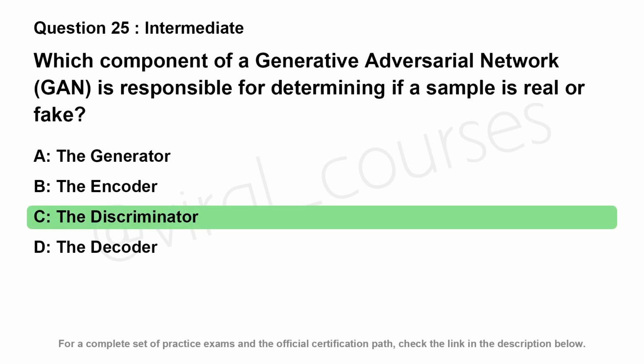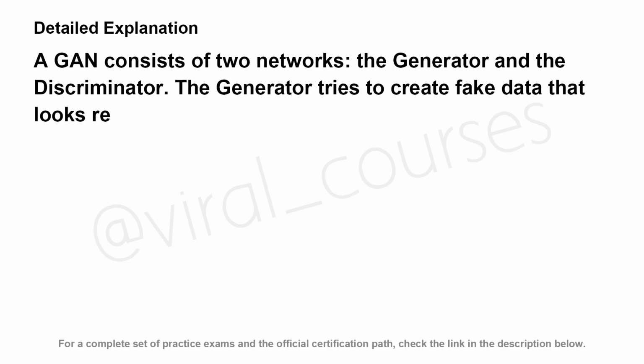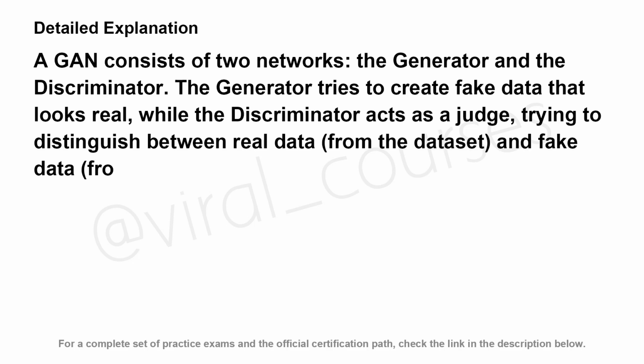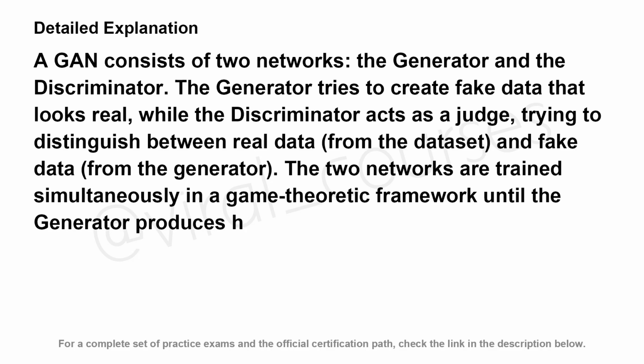The correct answer is C. A GAN consists of two networks, the generator and the discriminator. The generator tries to create fake data that looks real, while the discriminator acts as a judge, trying to distinguish between real data from the dataset and fake data from the generator. The two networks are trained simultaneously in a game-theoretic framework until the generator produces highly realistic samples.